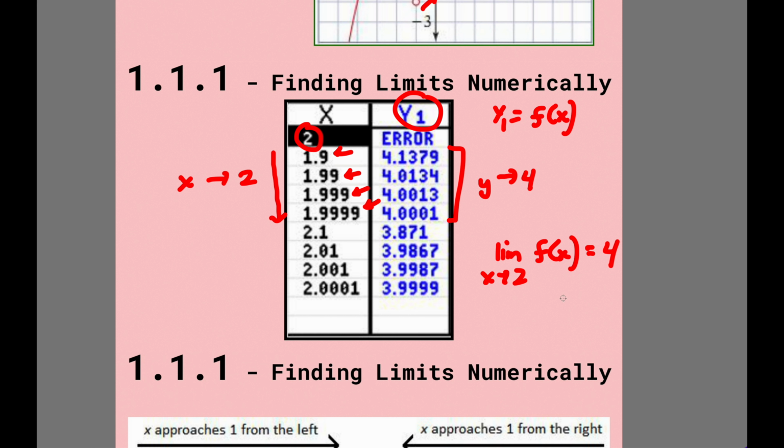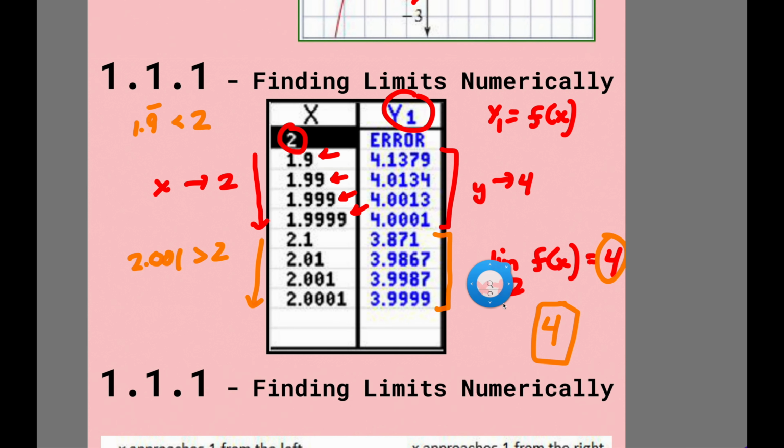But you have to make sure that it matches on both sides. So that's what I'm going to do with the other side. 1.999 repeating is less than 2. Now we're going to do 2.0001, which is greater than 2. It's getting closer to 2 still, but from values bigger than 2. It doesn't change anything with the y. The y is still getting closer to 4, so the answer is 4 because it agrees on both sides. It agrees with the numbers that are bigger than 2 and the numbers that are smaller than 2, which are getting infinitesimally closer to 2. So it's still using limits, only numerically rather than using a graph.